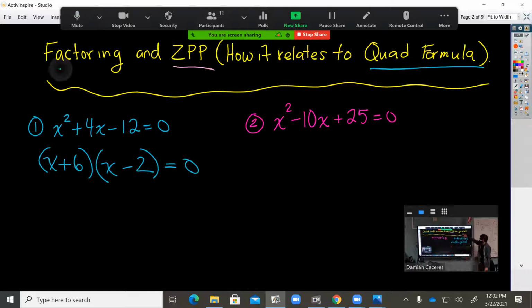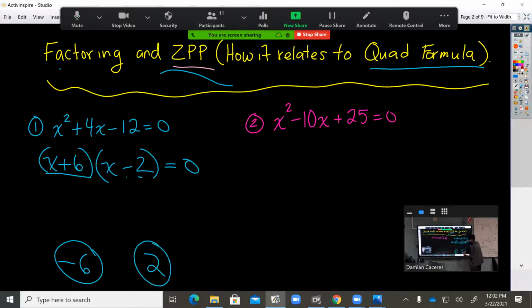Now, after you factor, you use the zero product property to find solutions. The quadratic formula is also used to find solutions. So you're talking about two things that are aiming to get the same answer. It's just a different way of solving for it. If you make x plus 6 equal to 0 and solve it, your solution is -6. If you put x minus 2 equal to 0 and solve it, your solution is +2. Everybody with me so far?